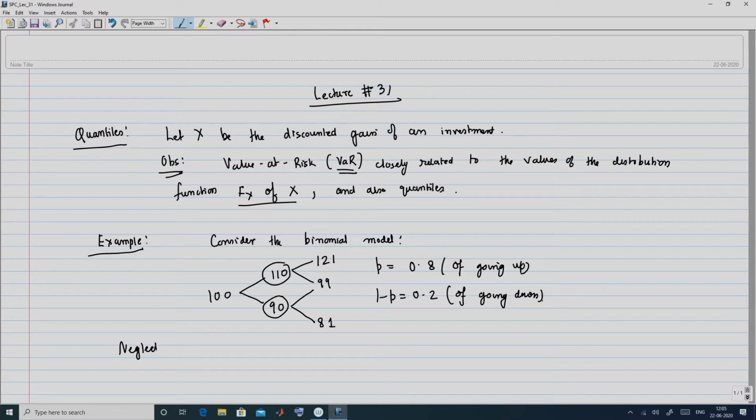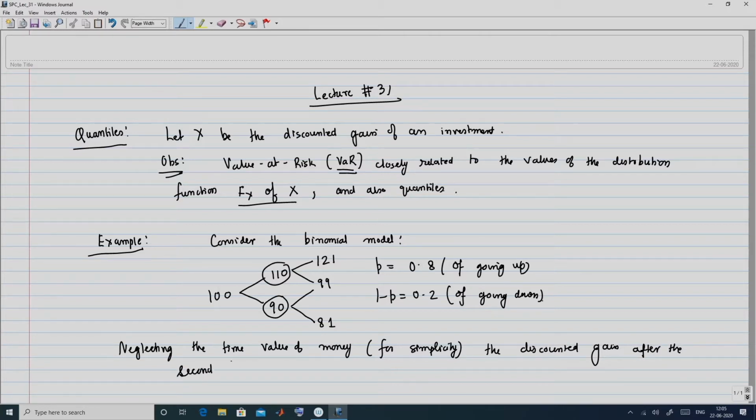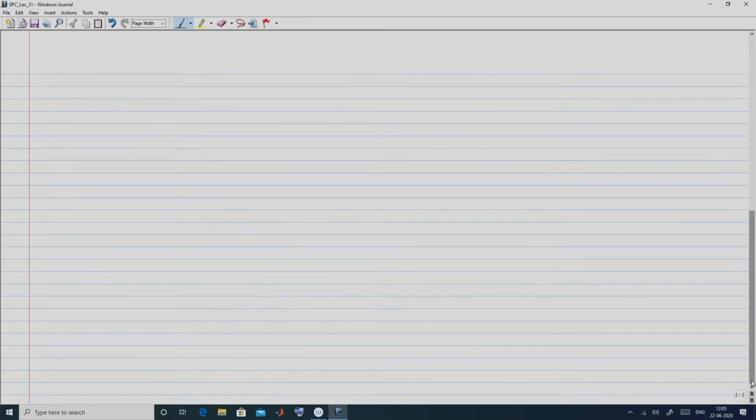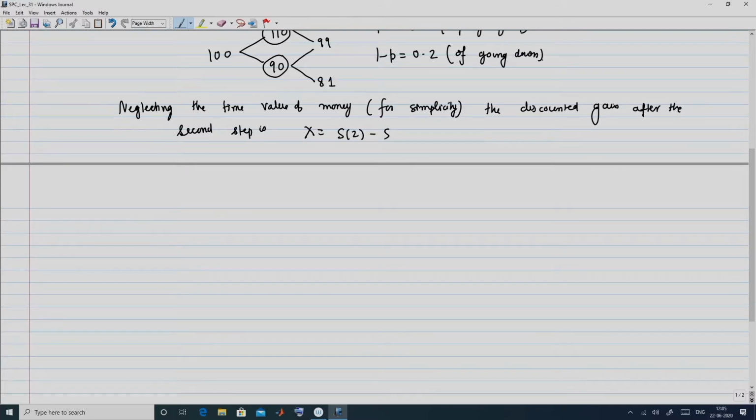Neglecting or ignoring the time value of money, just for the purpose of simplicity and for illustrative purposes, the discounted gain after the second step is given by x equal to S of 2 minus S of 0. Normally your discounted gain would be the discounted value e raised to minus r t into S of t minus S 0. But here I am saying that r is equal to 0%. Consequently I am taking my x to be S of t minus S 0, where t is equal to 2.